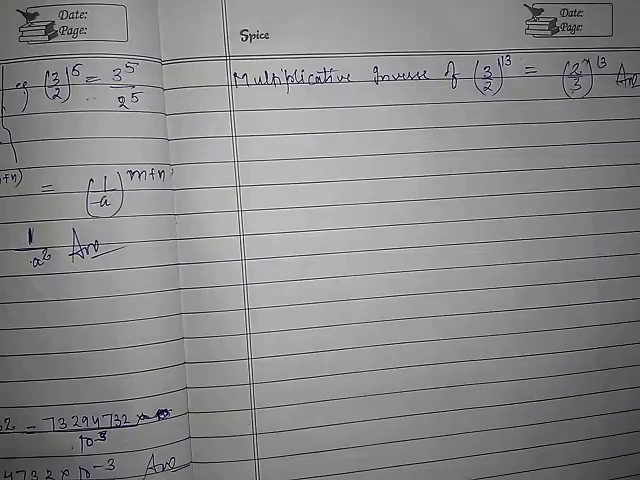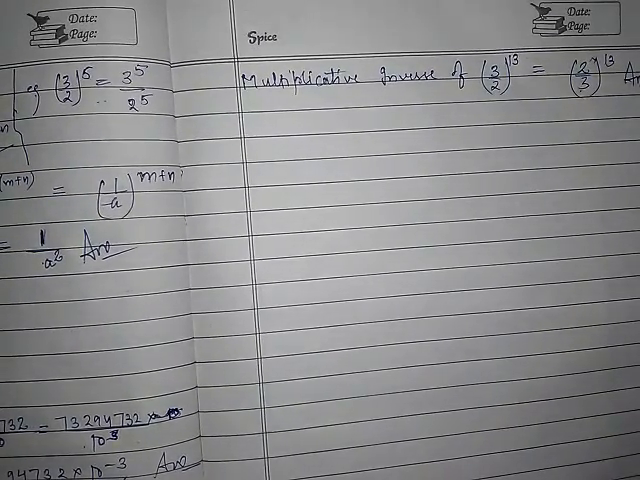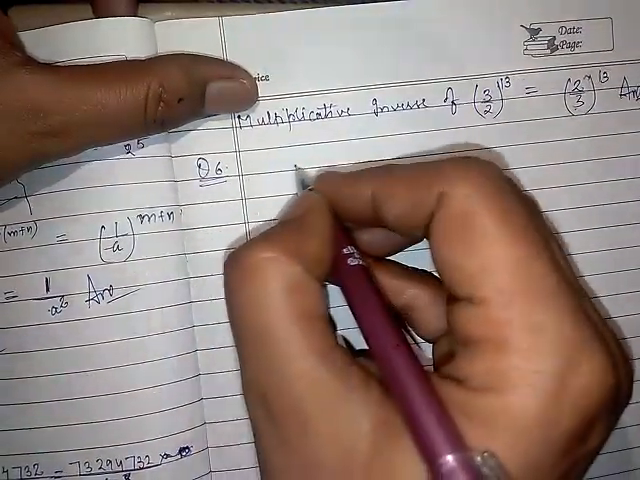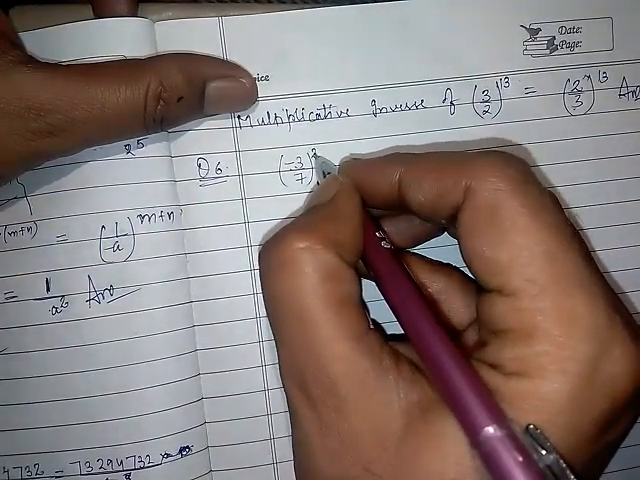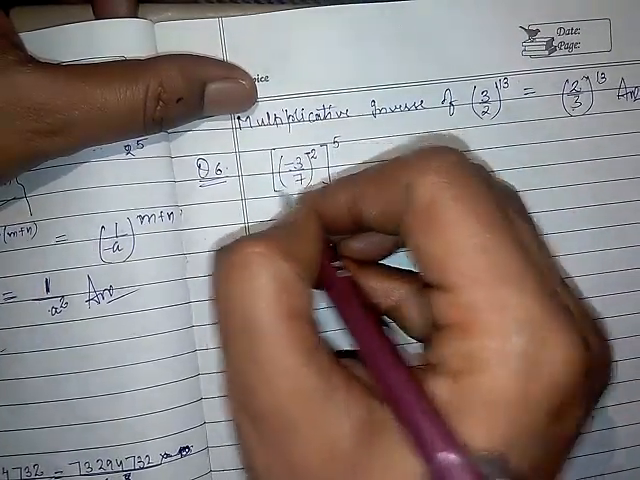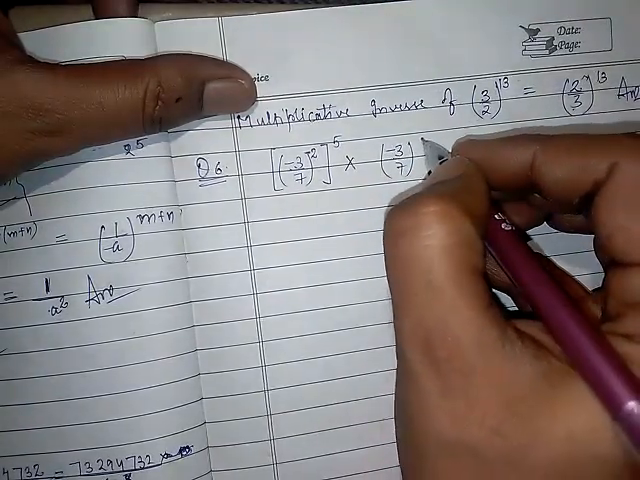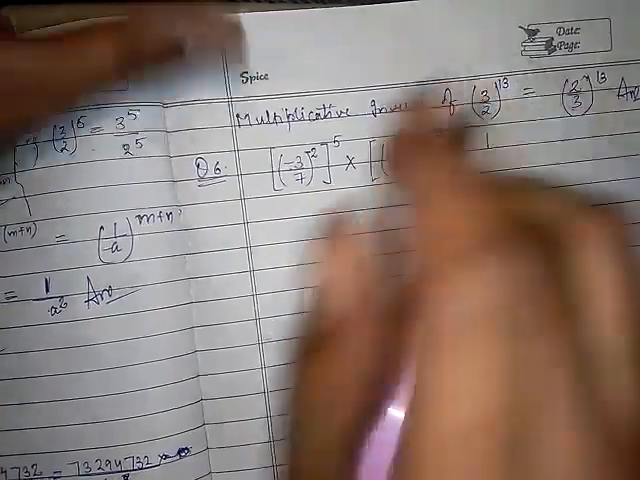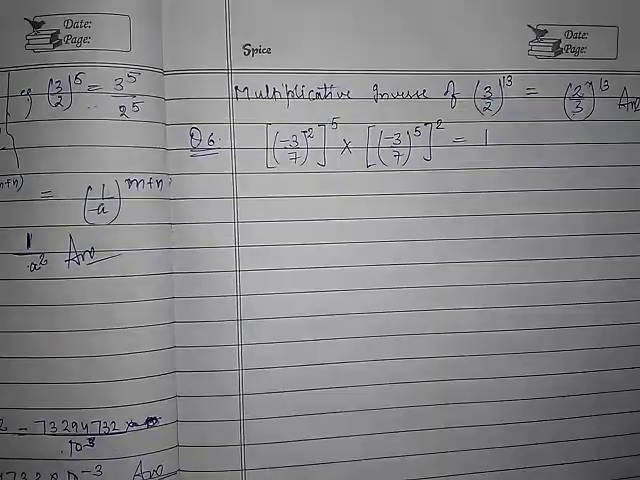Verify whether the following mathematical equations are true or not. If not, then correct the ones that are false. So question number 6 is there. (-3/7) raised to the power minus 2, whole raised to the power 5, multiplied by (-3/7) raised to the power 5, raised to the power 2, and after that they are saying that is equal to 1. Now we need to check whether left hand side is equal to right side or not.